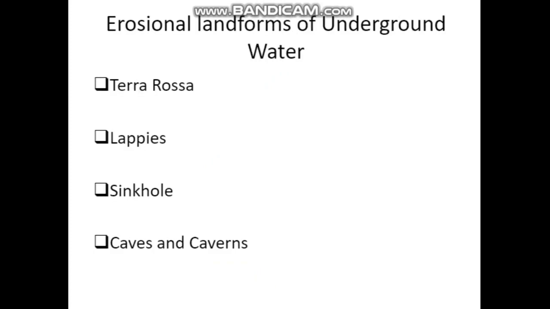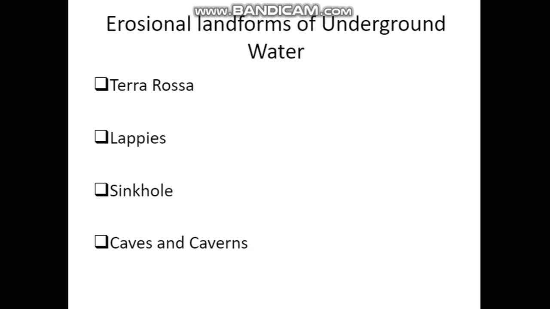First one, erosional landforms of underground water. Under this heading, we have 4 subheadings. So students listen: terra rosa, lapis, sinkhole, caves and caverns.